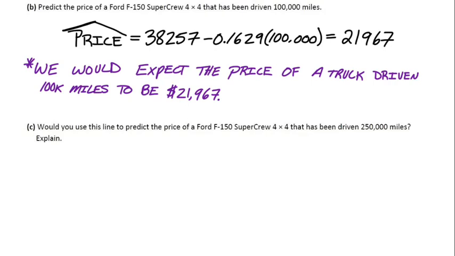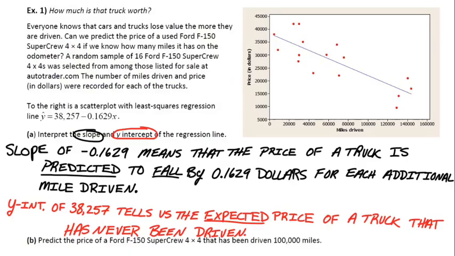Okay, would you use that same model to predict the price of a truck that's been driven 250,000 miles? Explain. And I'm going to say no. I think that's bad statistics. Let's go back to the chart here. So here are all our trucks. We have one that's relatively new, between 0 and 20,000 miles, and then the highest one we have is maybe 140 something, 150,000 miles. So this is all the data that we have.